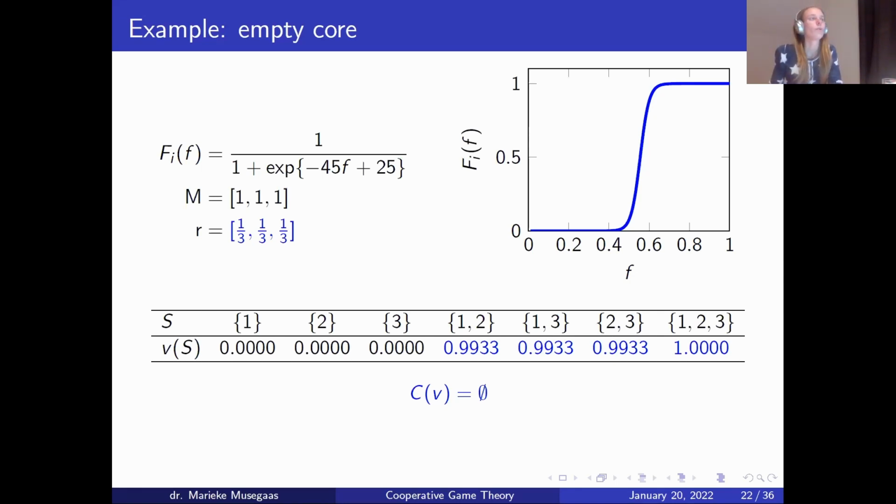Okay, so the core becomes empty. What does it mean? It means that in the optimization part, we can do better off by redistributing the vaccines. But we can never find an allocation. We can never make every player cooperate. So that is what we say: cooperation is a delicate matter.